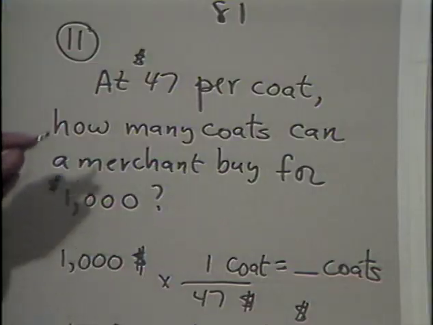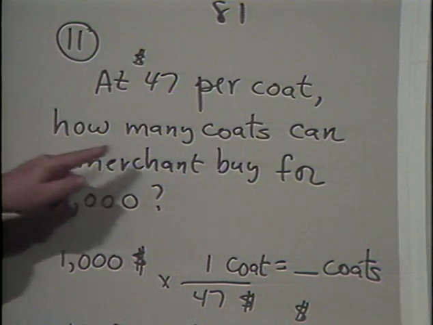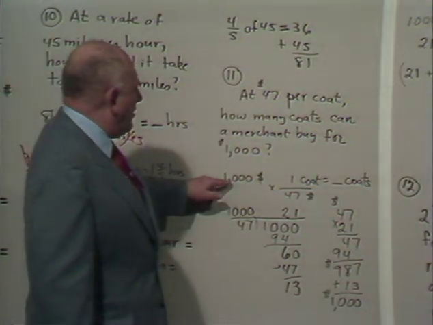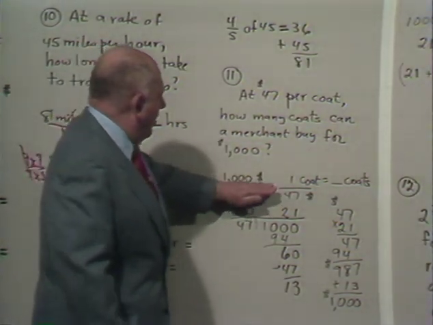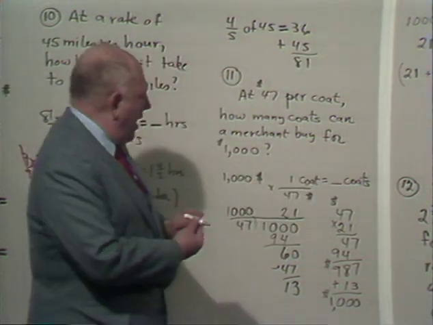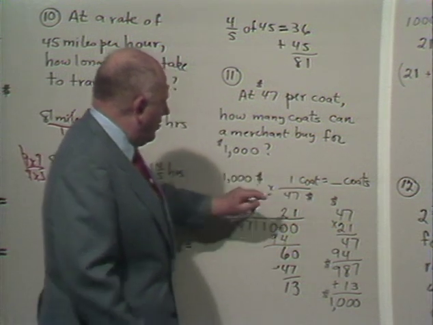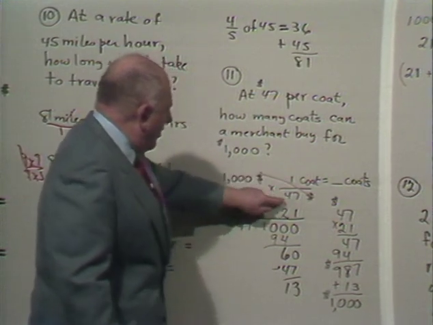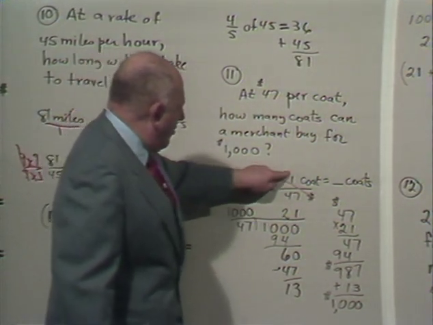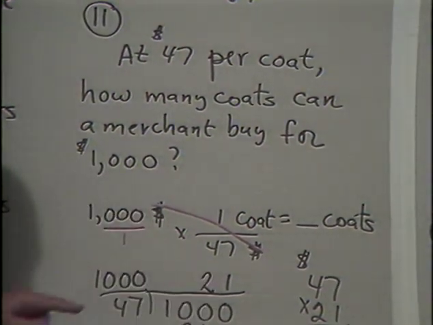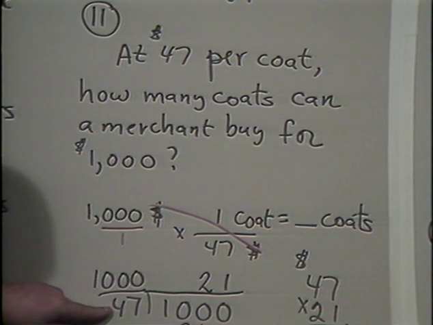Here, let's do another problem. At $47 per coat, how many coats can a merchant buy for $1,000? I've used slightly nastier numbers here. And how are we going to do this problem by dimensional analysis? We say $1,000 equals how many coats? We want to get rid of the dollars and bring in the coats. And since it's $47 per one coat, you see what I'm doing? The dollars are going to cancel. And what does this problem say? It's 1,000 times 1, which is 1,000, over 1 times 47, which is 47. So it's 1,000 over 47.